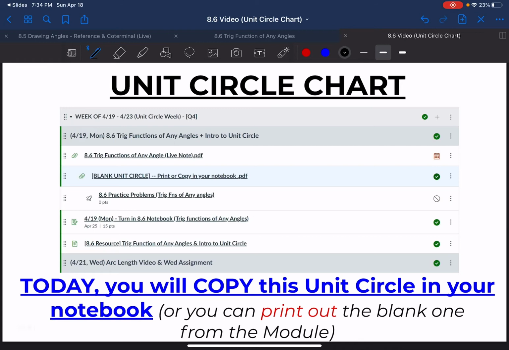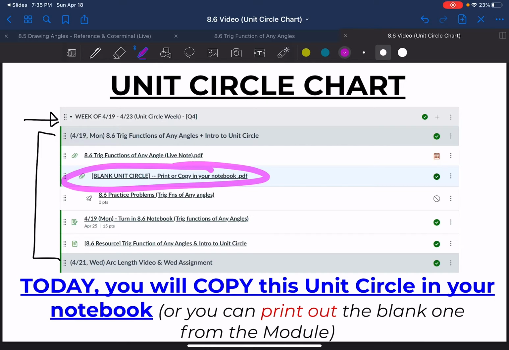When you go to the module today, you click the module on the left hand side of your Canvas, right? At the top of all the modules, you will see this week's module, which is April 19th through April 23rd. Go to today's date, which is Monday, April 19, or Tuesday, April 20, for some of you. Here you will see the second item, the blank unit circle PDF file. You can click that and copy the unit circle in your notebook.